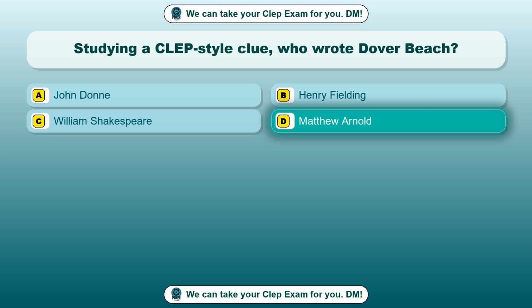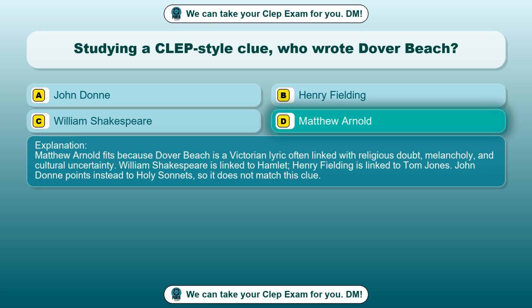Matthew Arnold. Matthew Arnold fits because Dover Beach is a Victorian lyric often linked with religious doubt, melancholy, and cultural uncertainty. William Shakespeare is linked to Hamlet. Henry Fielding is linked to Tom Jones. John Donne points instead to Holy Sonnets, so it does not match this clue.